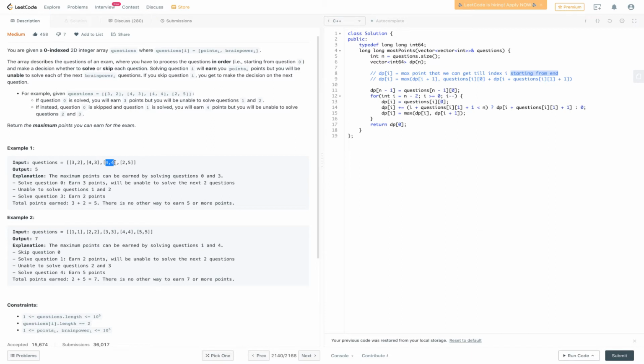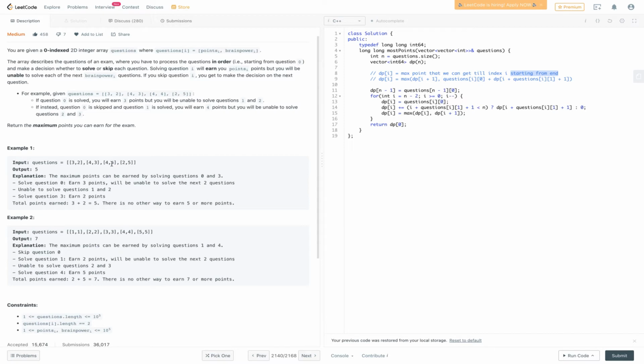Now consider this position, dp of basically 0, 1, 2, 3. So dp of 2 would be the maximum point that I can gain at this index starting from the end. So if I include this, if I try to solve this question, the maximum point would be 4, and 4 plus the question that I could have solved after skipping this many number of questions in front.